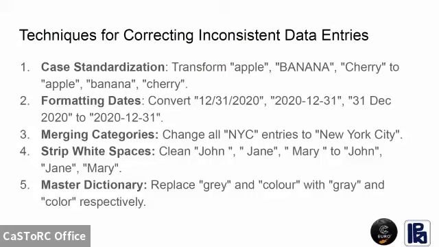And also, you have to merge categories. In your data set, for example, you may have New York City, but sometimes someone may write it as NYC, and some other entry may be New York City or New York. You have to identify these scenarios, recognize that these categories are exactly the same, and merge all of them.